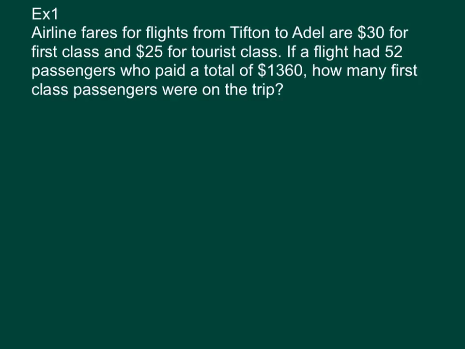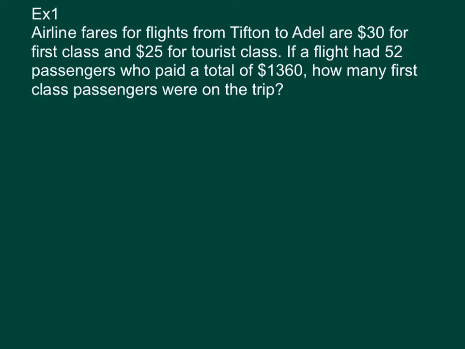In example one, it says airline fares for flights from Tifton to Adel are $30 for first class and $25 for tourist class. So in other words, for each person that's riding first class, they pay $30. For each person riding in the tourist class, they pay $25. Now it says if a flight had 52 passengers who paid a total of $1,360, how many first class passengers were there? So what we need to do is we need to try to develop two equations and then use substitution or elimination for them.